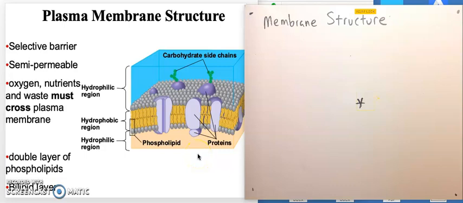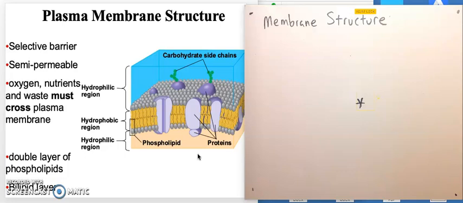Chapter 7 is all about the structure and function of the plasma membrane. So several things about the plasma membrane we've already talked about in the context of the structure and function of the cell and the structure and function of phospholipids. So the first part of this is really just a review. There's a couple different ways we can describe the cell membrane.